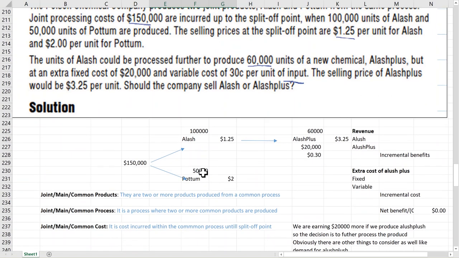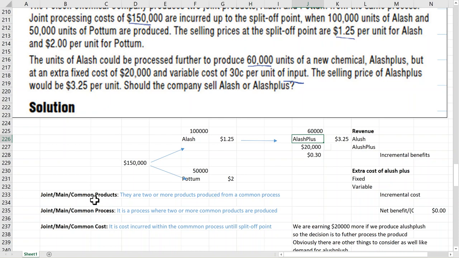So the situation is that we have a process where we are incurring 150,000 cost, and then there are two products made, LH and Potom. LH is 100,000 units, Potom is 50,000 units. LH can be further processed to make LH plus, and we have to see whether further processing has benefit or not. But before we look at that, remember, as a reminder, you saw these in F2, so I will explain these again.